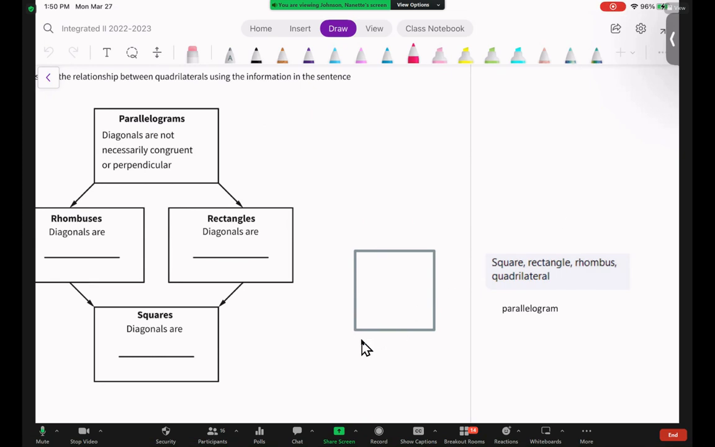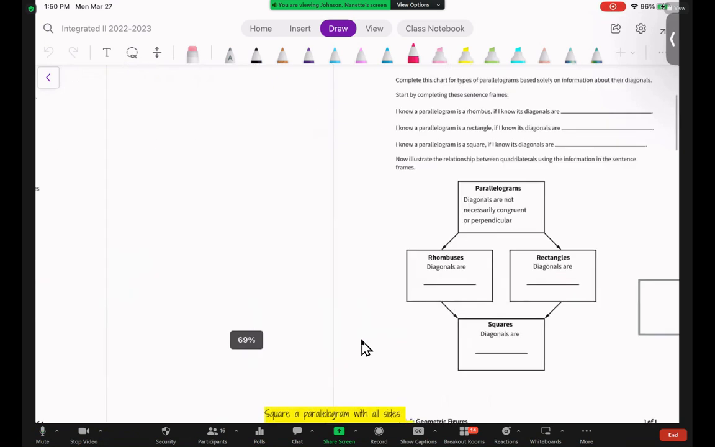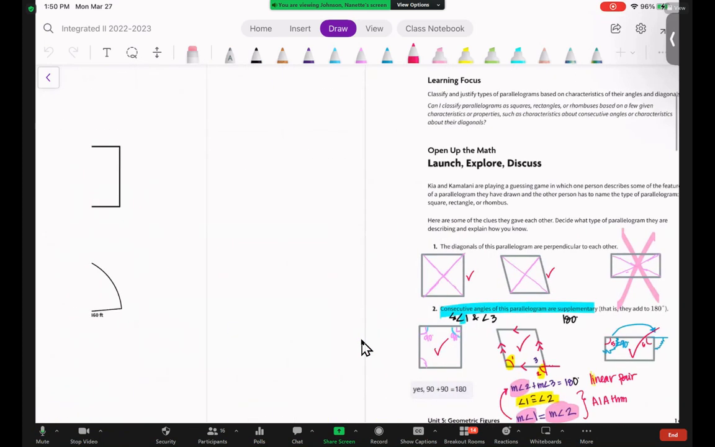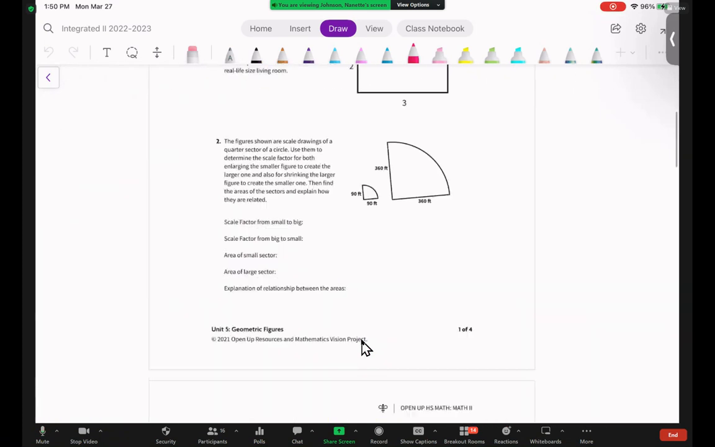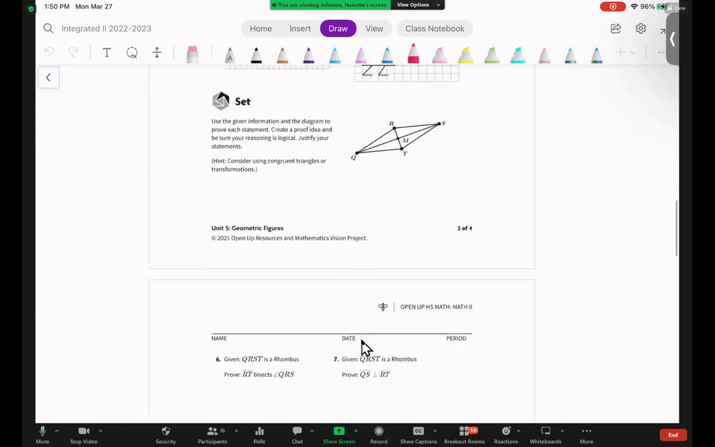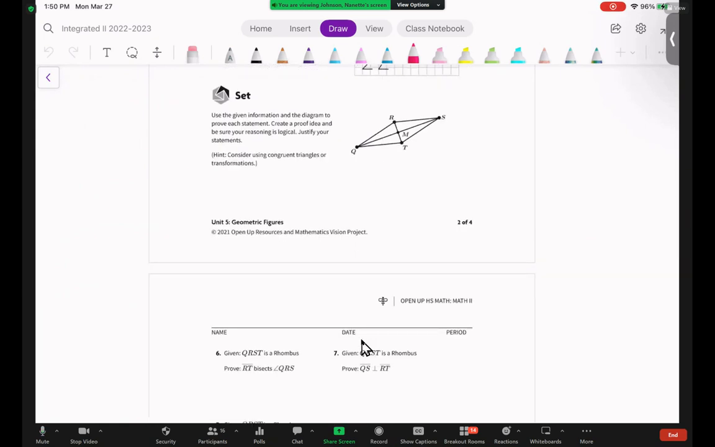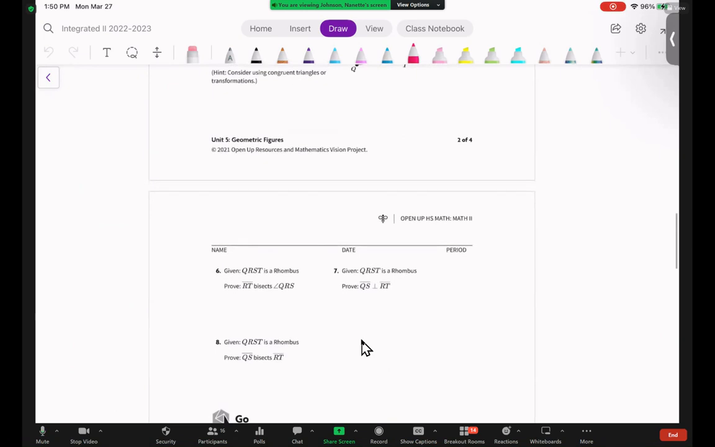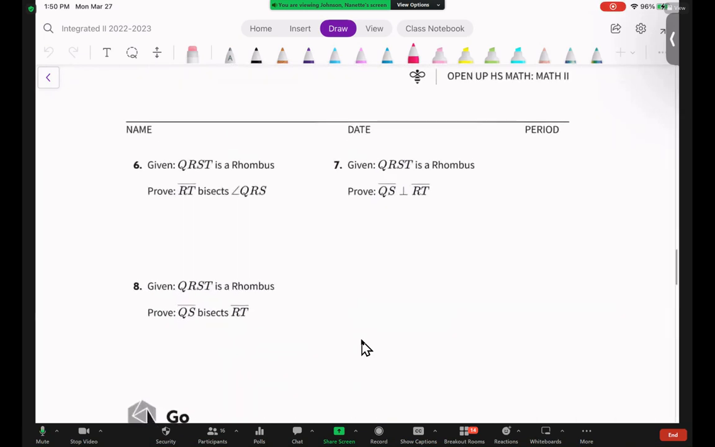So I'm going to let you guys fill this out on your own. But now if you look at our homework, well, this is review. So looking at our set problems, right? You can now do these. I'm just going to tell you right now, if you can do 6, 7, and 8, I think you're ready for your test.